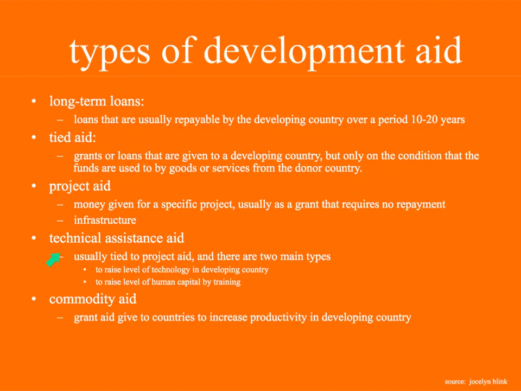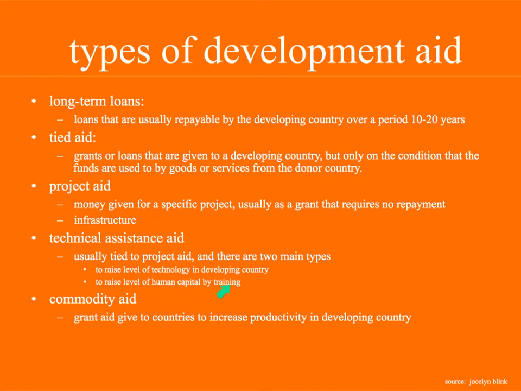Then there's technical assistance aid. Technical assistance aid is sometimes included in project aid, and there are two main types. One is to raise the level of technology in a developing country, and the other is to raise the level of human capital by training. So that is improving the technology in a particular country and improving education, really human capital, an economic term, by training people.